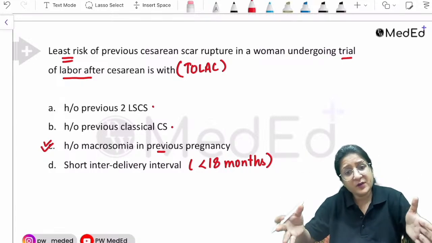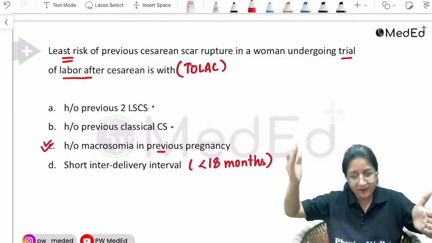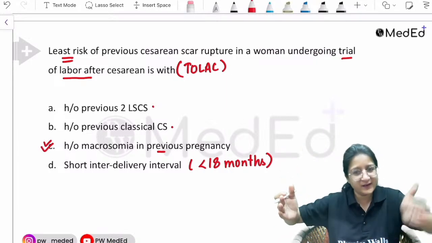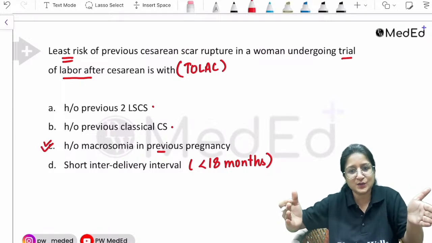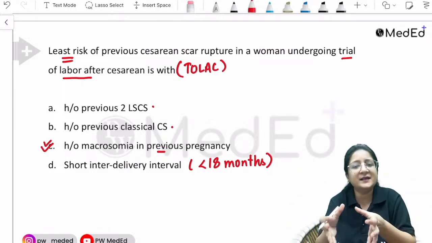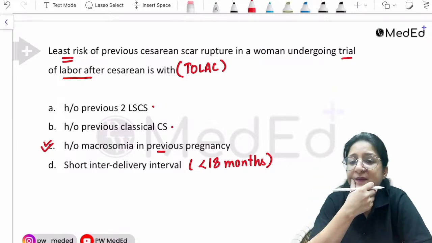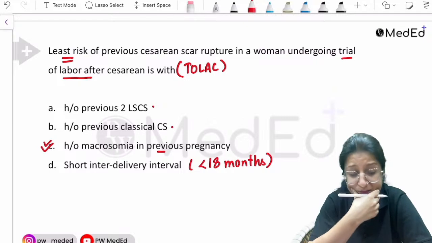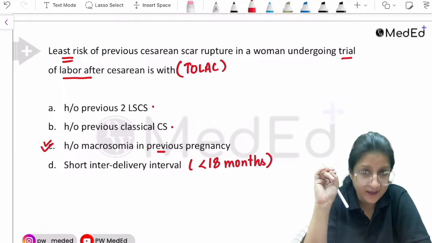We have seen women with an interdelivery interval of a year also. She had a cesarean section, got pregnant, and now it's a year, less than 12 months also. So the shorter the interdelivery interval, the healing of the incision has not taken place properly. Obviously, the risk of scar rupture is going to increase. So the answer becomes C.